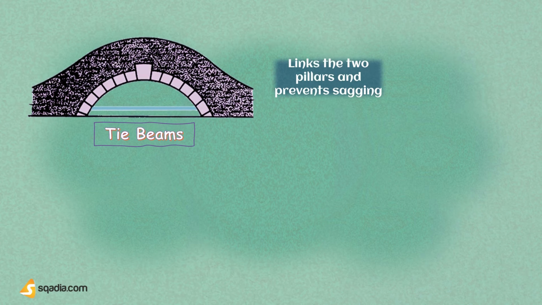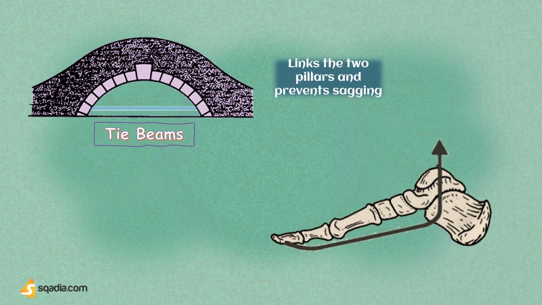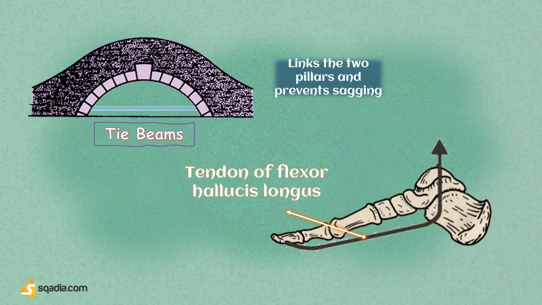Next is the use of tie beams. A tie beam linking the ends of the bridge efficiently prevents the separation of the pillars and subsequent sagging of the arch when the span of the bridge is vast and the foundations at either end are unstable. In the foot, the tendon of flexor hallucis longus acts as the tie beam to maintain the arch.